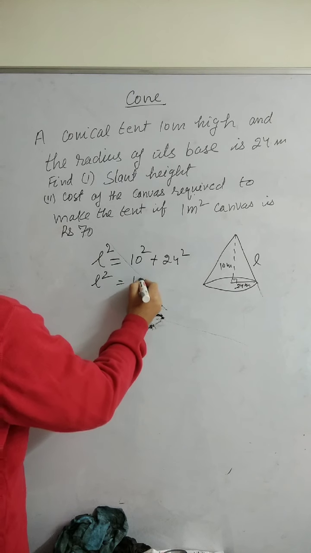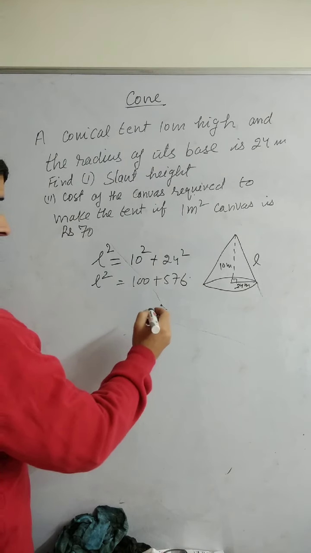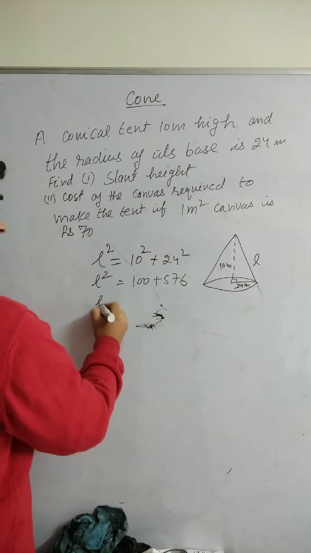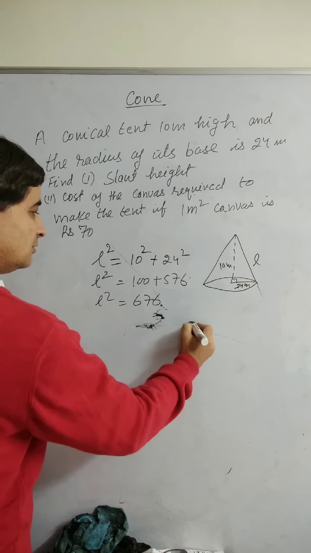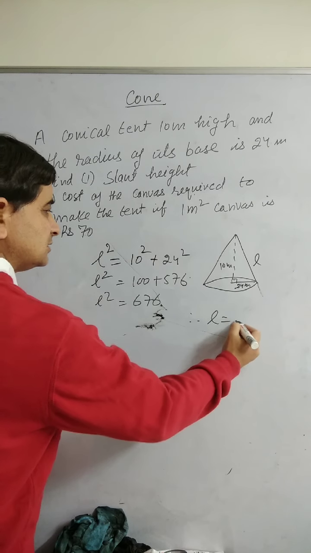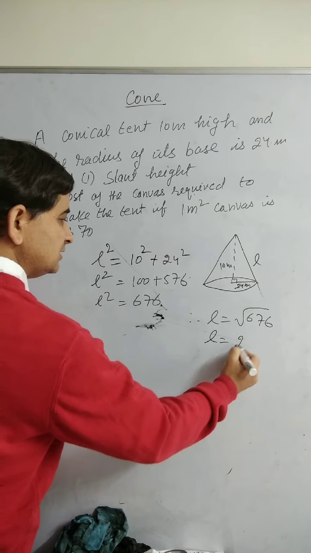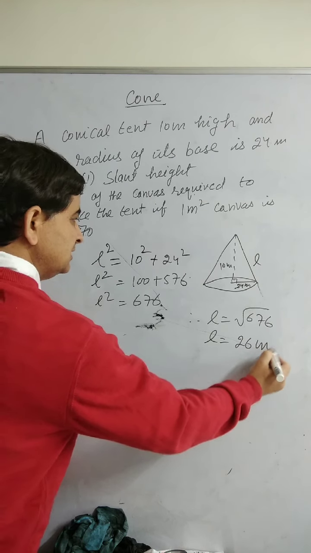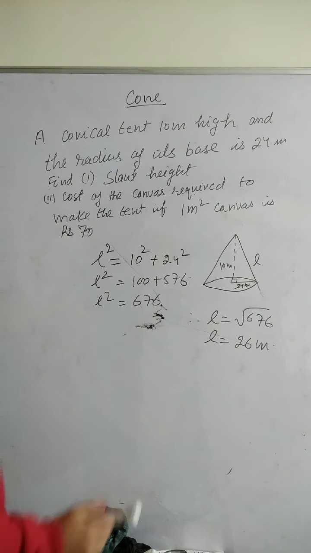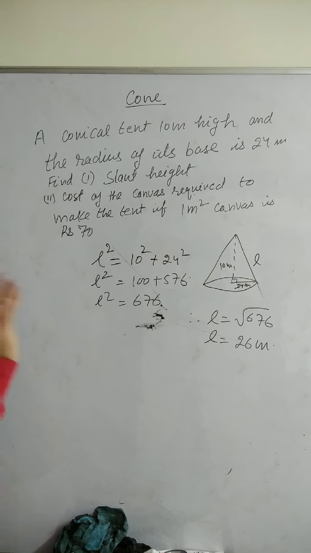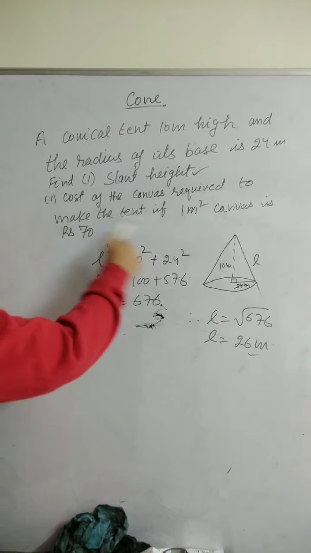24 square. So L square equals 100 plus 576. Right. So L square will be 676. Therefore, L will be equal to under root of 676. Under root of 676 is 26 meters. Got it? So slant height you got 26 meters. Now the canvas required, so the slant height, this part we have done, it is 26 meters.